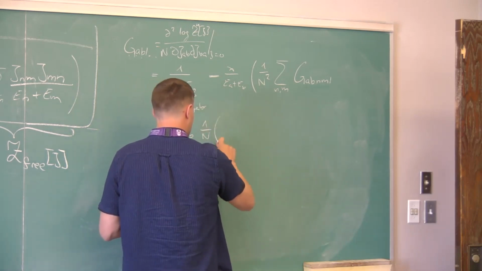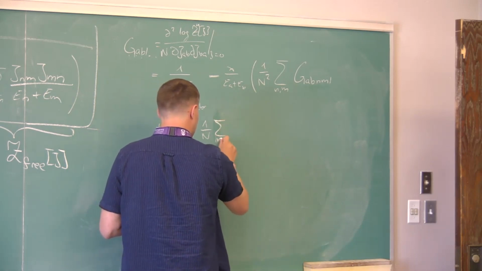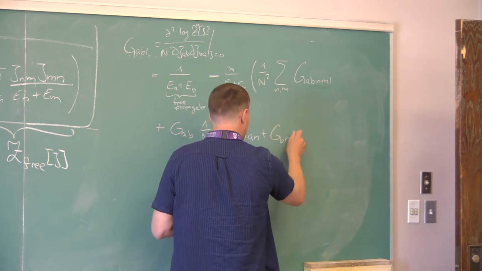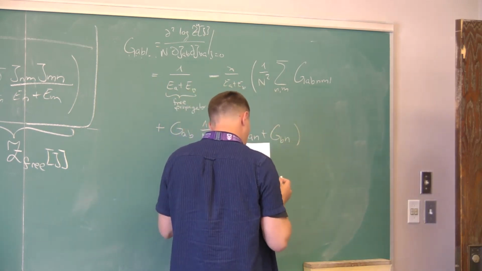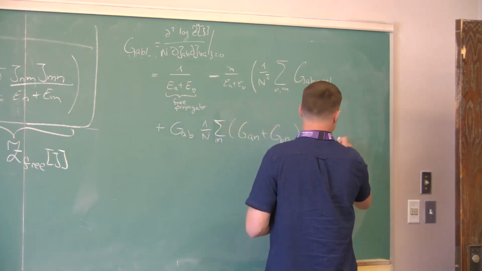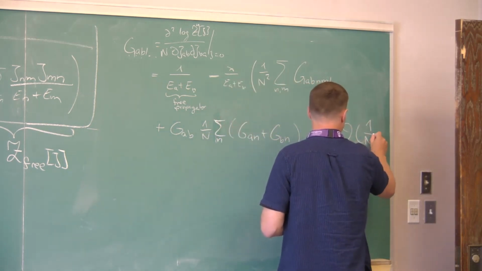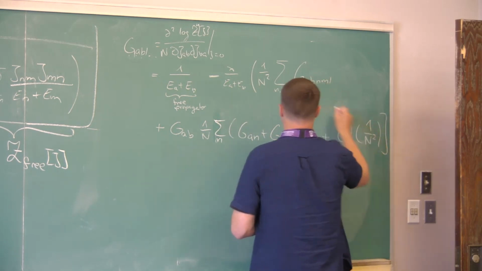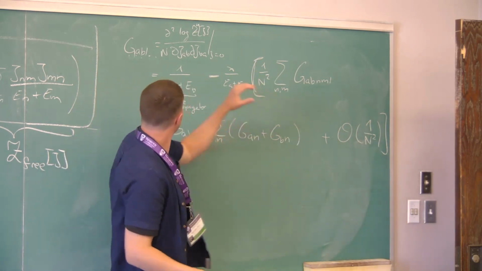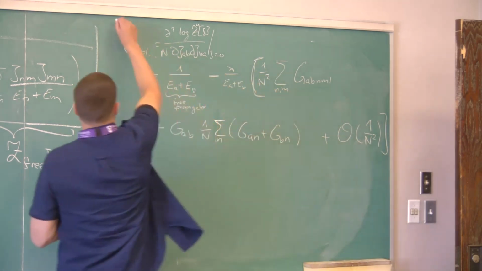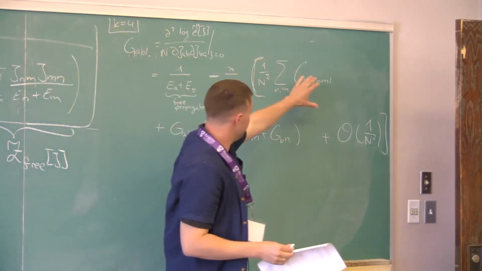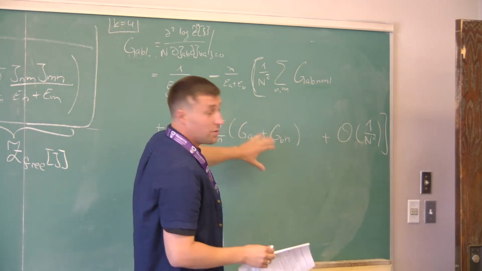Let's write it in this way: 1 over N, sum over N, G_{AN} plus G_{BN}. Plus some higher order terms with N squared, which are long and ugly. But this is somehow the genus zero contribution. So it depends on the form. This is the case k equals 4. This depends on the 4-point function and the 2-point function.